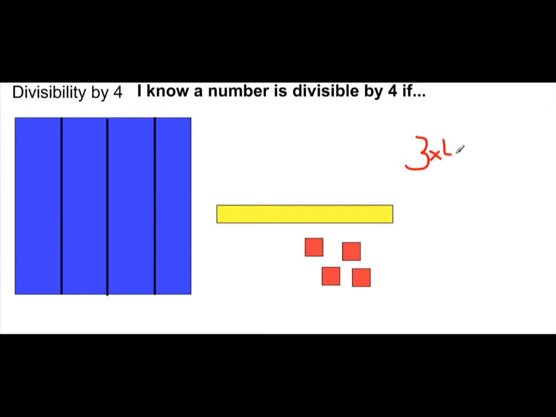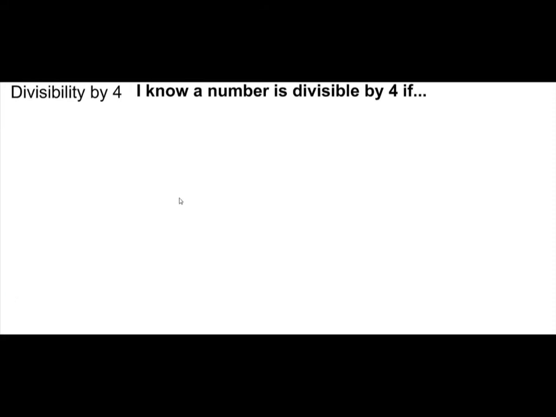3 times 4 is 12. 4 times 4 is 16. If I've got 14 things, it's not going to work. It's not a multiple of 4. I'm going to have to group them into 4 equal groups of 3 to make 12, and then I'd have 2 of these left over as a remainder. So that's not going to work either. So right away, I should be able to say 114 is not divisible by 4.